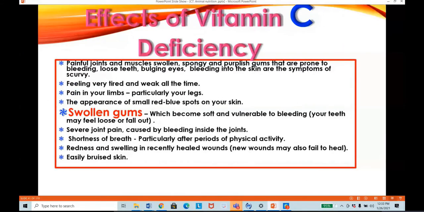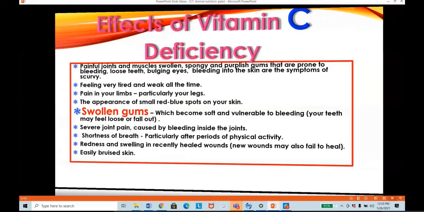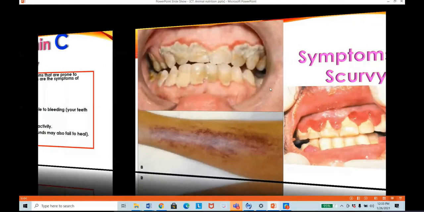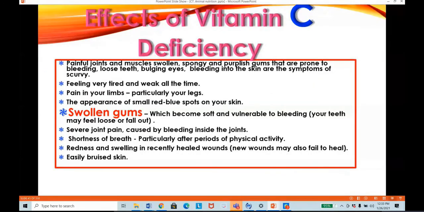Okay, and the severe joint pain caused by bleeding inside the joints looks like this. Okay, and the swollen gums which become soft and vulnerable to bleeding, and your teeth may also feel loose or fall out after some time. Shortness of breath, particularly after periods of physical activity. Redness and swelling in recently healed wounds, and new wounds may also fail to heal properly. Easily bruised skin.